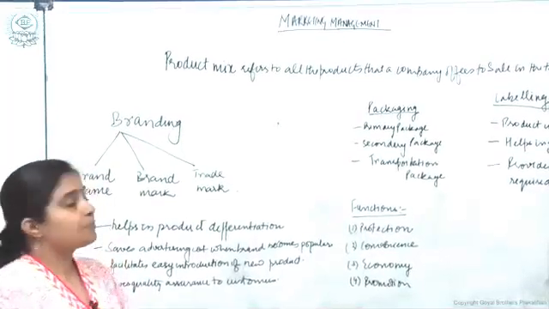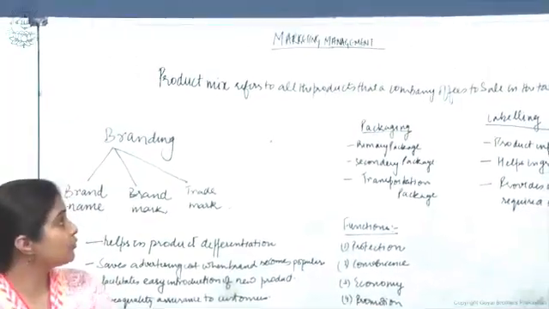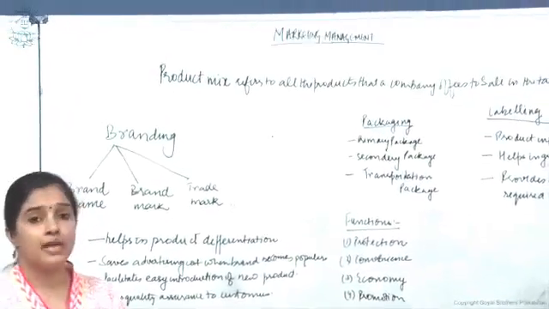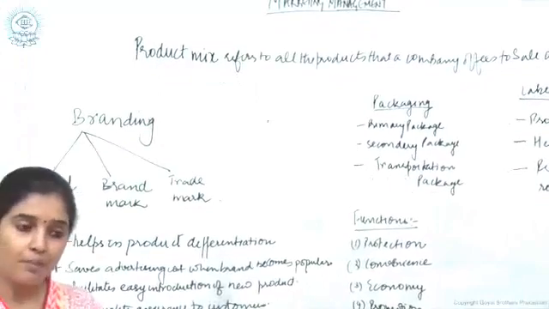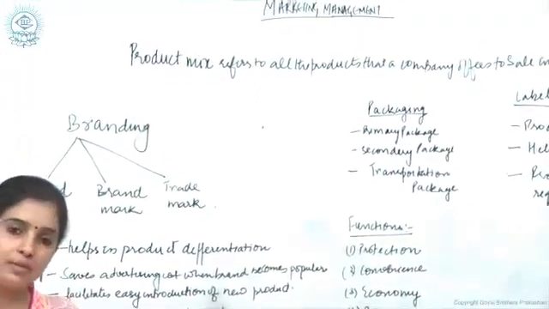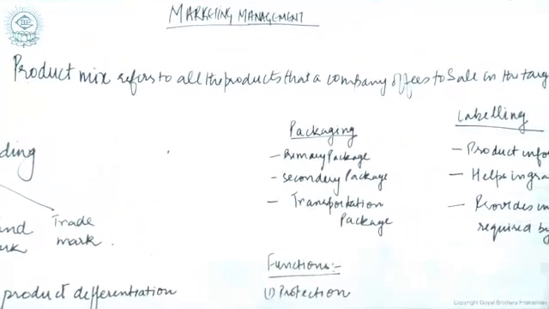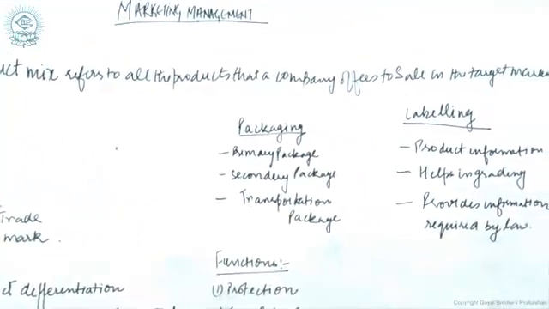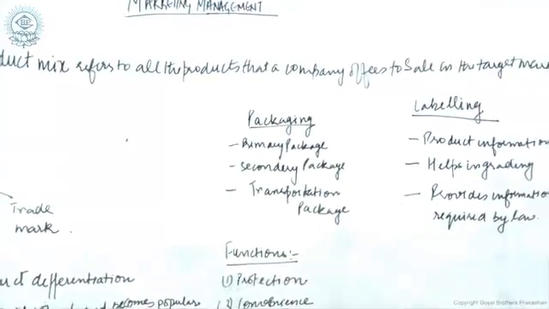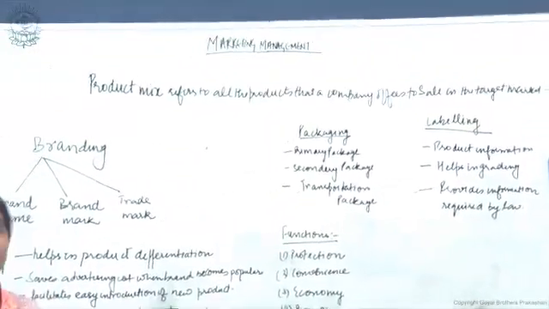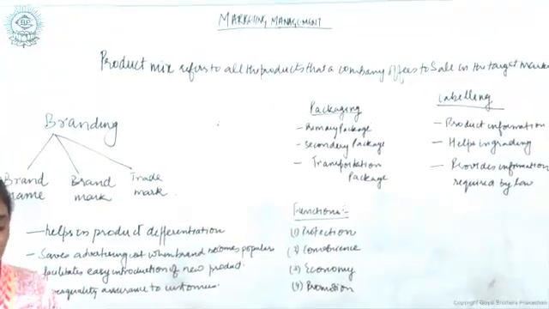Now coming to what is a product mix. Product mix refers to all the products that a company offers for sale in the market, right? Combination of all the products that a company offers for sale in the market. Like your Hindustan Unilever Limited, it is dealing in soaps also, detergents, shampoos and toothpaste. So this is called the product mix, right? ITC is dealing in FMCGs, cigarettes, hotels. So that's the product mix, right, of that particular company.